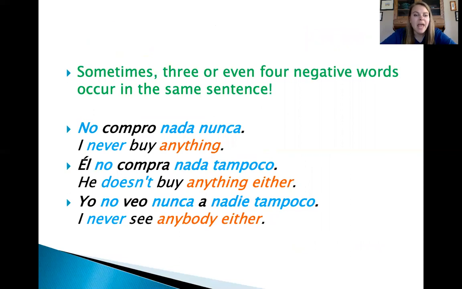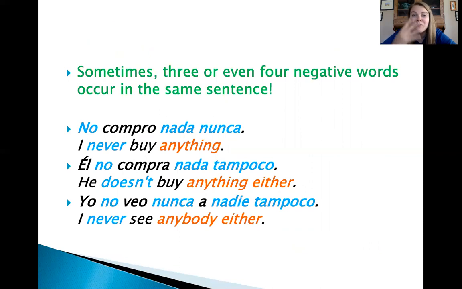Okay, so going back, él no compra nada tampoco. I would translate that: He doesn't buy anything either. But notice in my English sentence, I have some blue and some orange words. I have some negative and affirmative words, and I cannot have those mixed in Spanish. So they're all negative in Spanish. My literal translation from Spanish would be, he doesn't buy nothing neither.